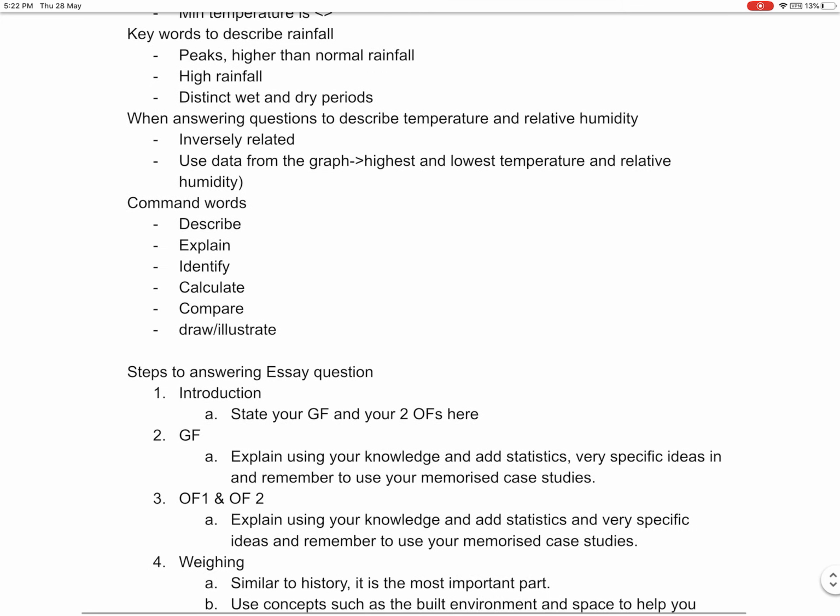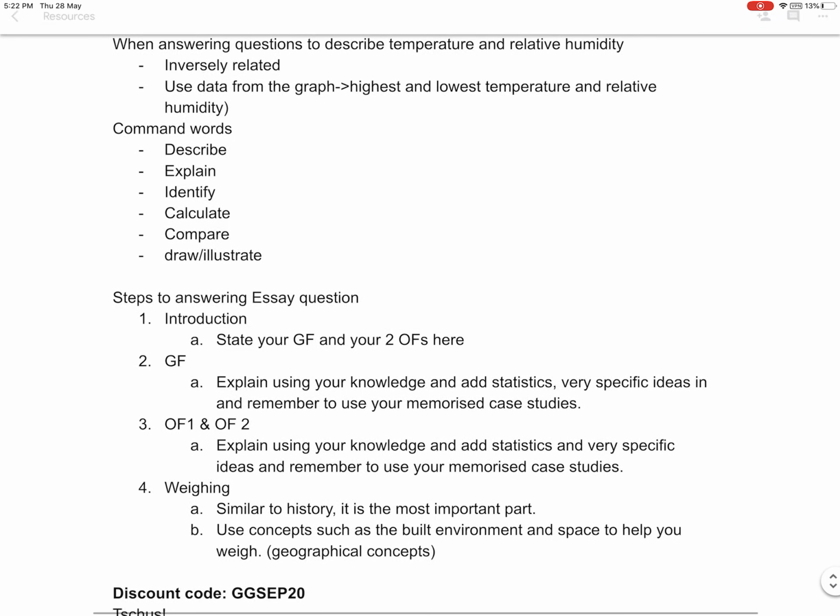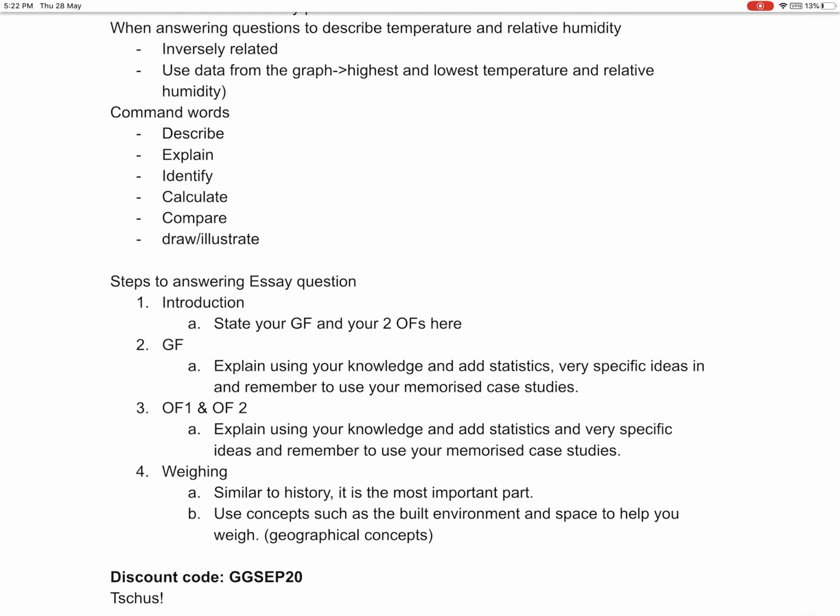So now let's move on to answering essay questions. Similar to lower secondary history, you have an introduction, a given factor, two other factors, and the last part, which is your conclusion, also known as your weighing. For answering essay questions, the introduction is optional but highly encouraged. In your introduction, just very straightforwardly state your given factor and your two other factors, and give a bit of background about the question.